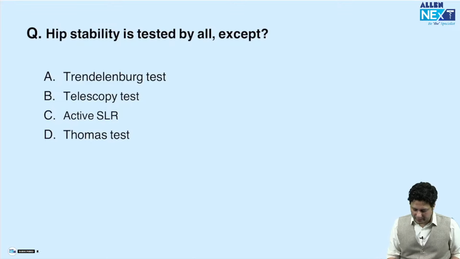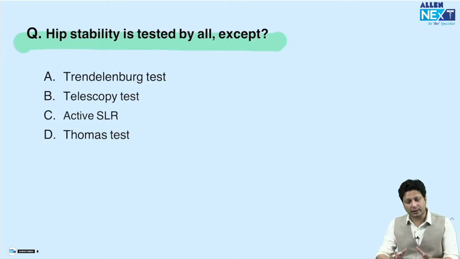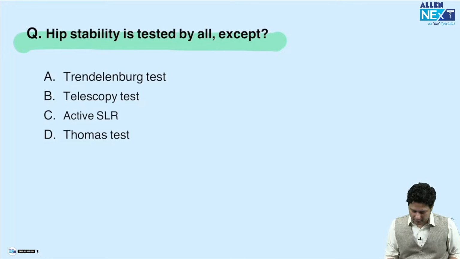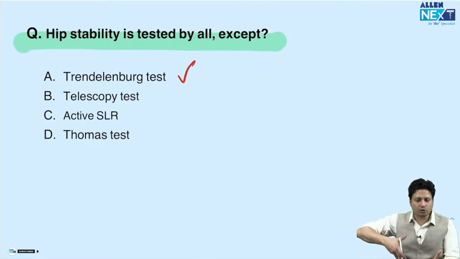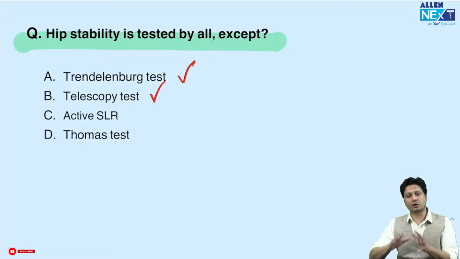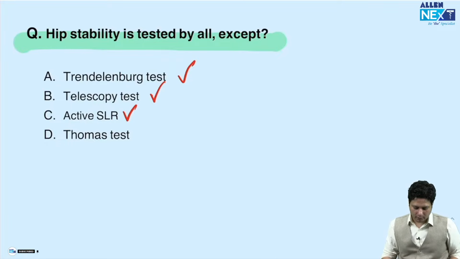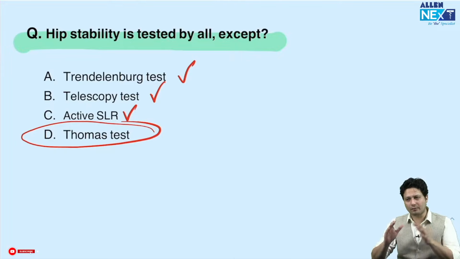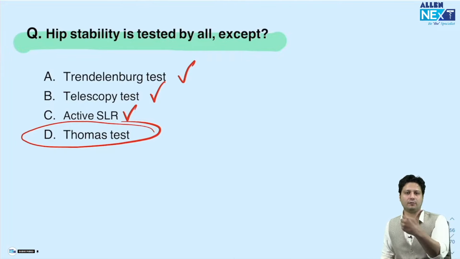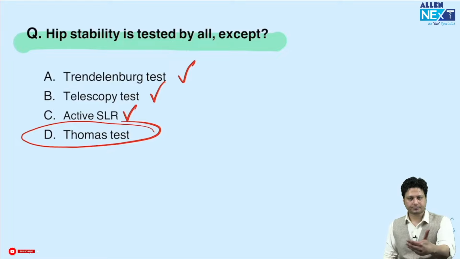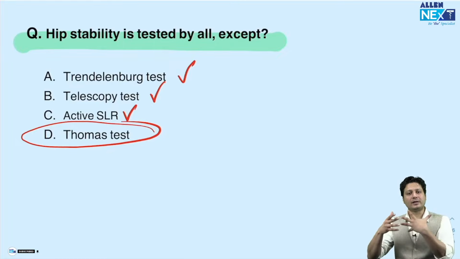All right. Hip stability is tested by all except. The next question is that all of the following are tests to demonstrate the stability of the hip joint except. So, what are those exceptions? First of all, Trendelenburg test, yes, it is for the demonstration of the hip stability. Telescopy test, it is also for the demonstration of the hip stability. Active SLR, you ask a patient to perform this active SLR. Until and unless the hip joint is stable, he cannot perform it. So, what you are left with is Thomas test. Thomas test obviously is for the fixed flexion deformity of the hip joint. It is not for the assessment of the stability of the hip.